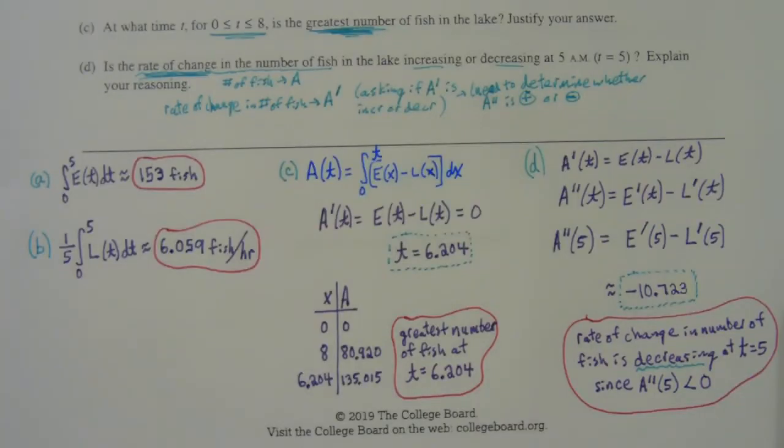The E function is the rate at which the fish are entering the lake. The L function is the rate at which the fish are leaving the lake. That's how fast they're entering and leaving the lake. And so those are like derivative equations right there.